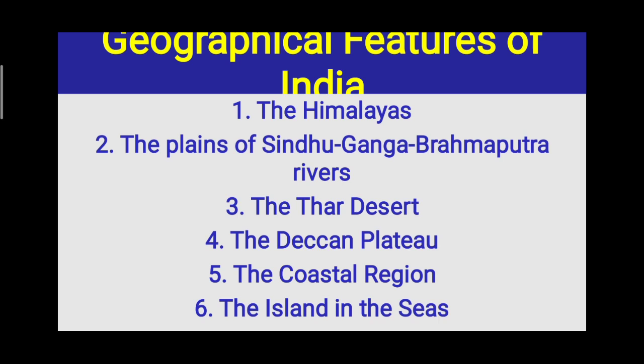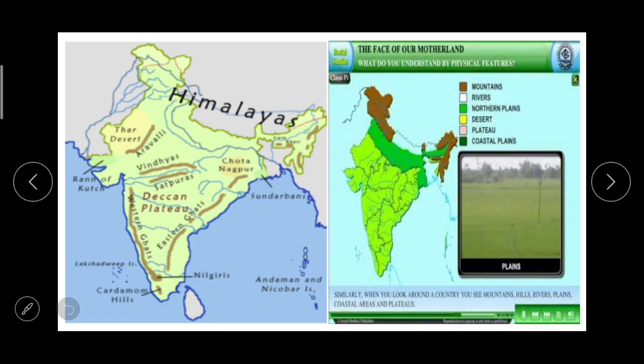When we study the ancient history of India before 1947, today's Pakistan and Bangladesh were also a part of India. So, this is something you have to keep in mind when we are talking about geographical features of India. The following regions, which you can see on the screen, are important when we look at the course of Indian history: Himalayas, the plains of Sindhu, Ganga, Brahmaputra rivers, the Thar Desert, the Deccan Plateau, the coastal region and the islands in the seas. Now, one by one we will study this in detail.